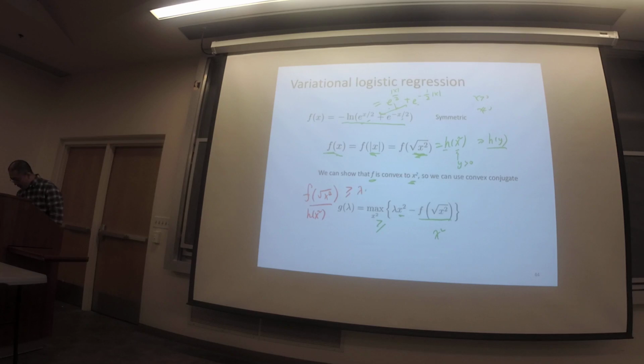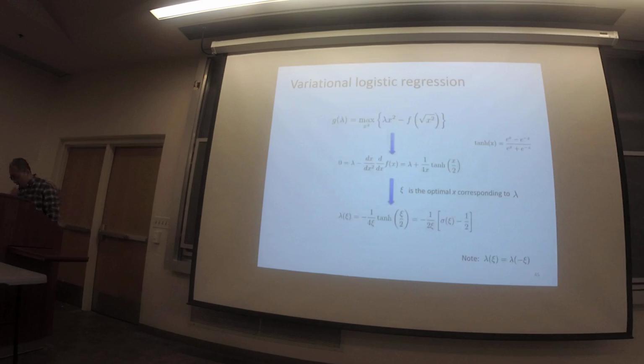So you have lambda x squared subtracted by some g of lambda, right? Remember, g of lambda is the negative intercept of it. So g of lambda is the maximum value of lambda x squared subtracted by this constant. Now let us look at how we obtain g of lambda.